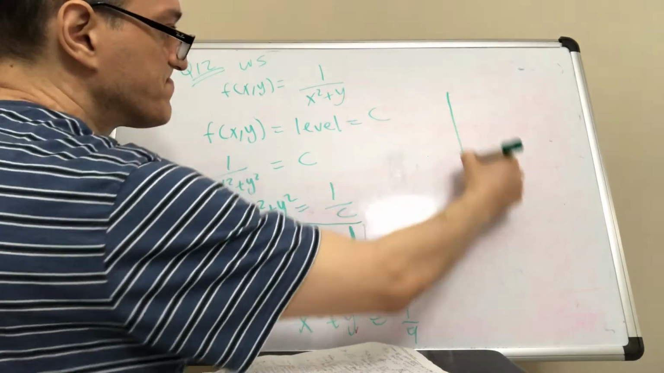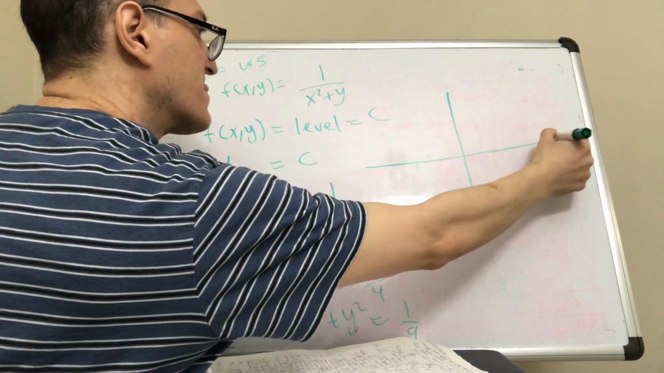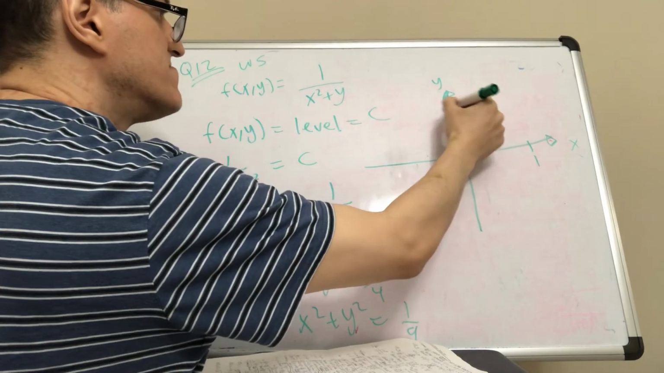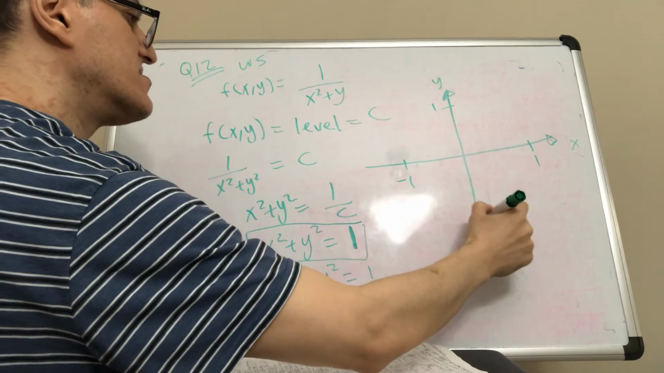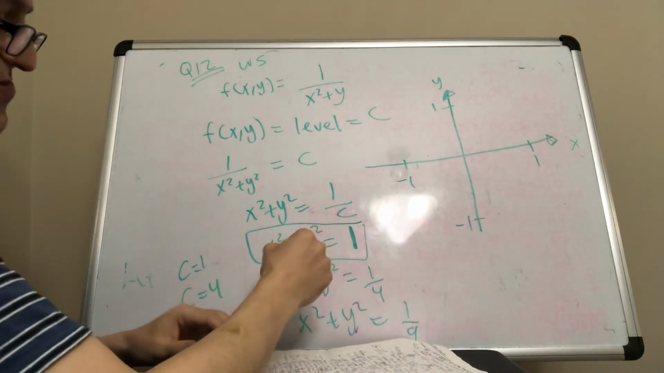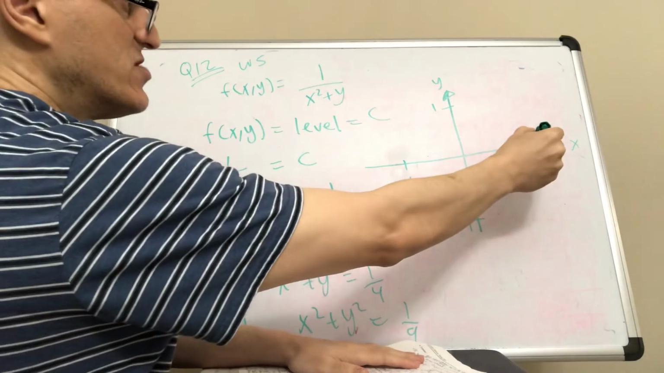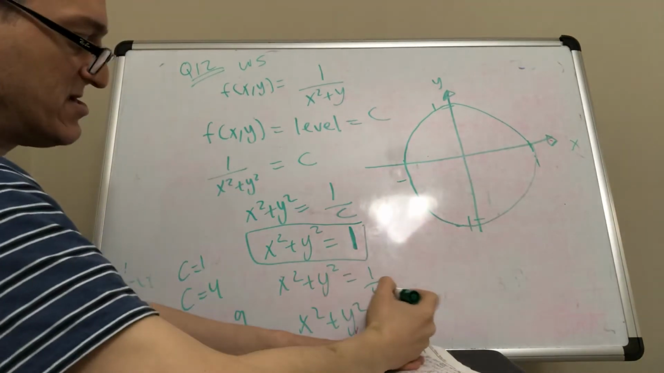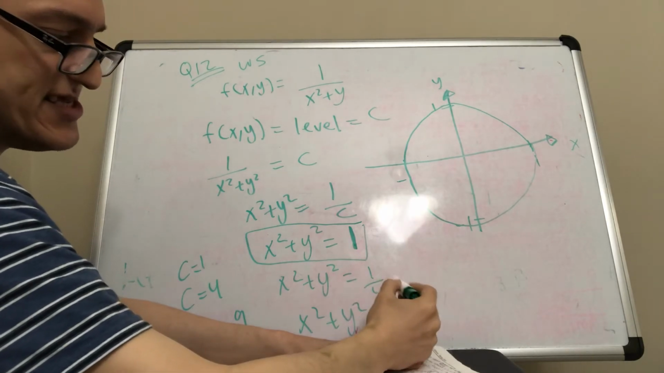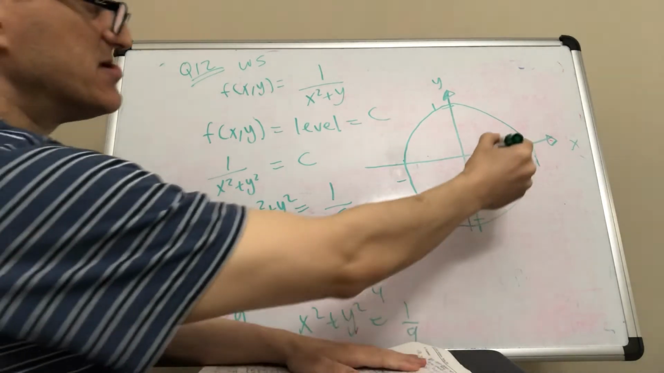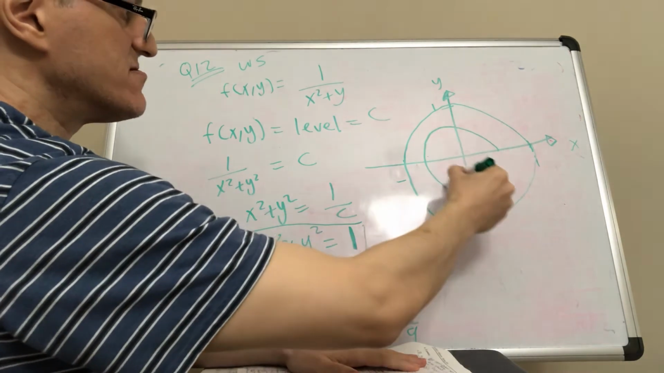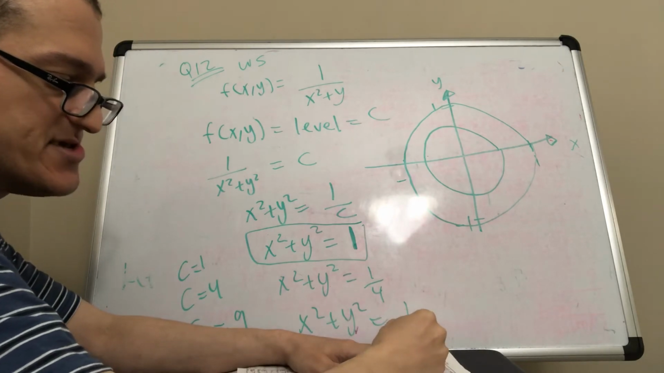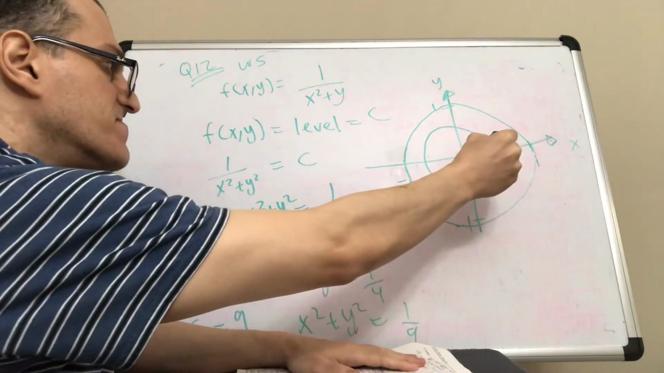To sketch, this is 1, 1, negative 1, negative 1. The first one is a circle, radius 1. The second one is a circle, radius half. It's always the square root of this, so it would be this. The last one is a circle, radius square root of this, 1/3.